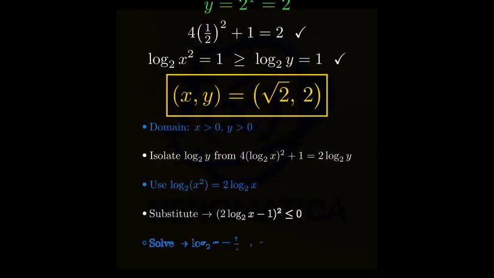Recap: domain first, x and y are positive. Isolate log base 2 of y from the equation. Use the power rule to rewrite the inequality. Substitute to get a quadratic in t equals log base 2 of x. Recognize the perfect square. A square is non-negative, so less than or equal to 0 forces equality, giving t equals 1/2. Convert back to x, and then to y.